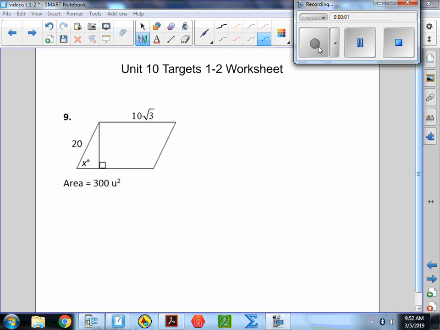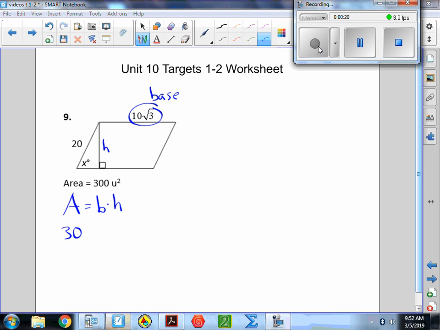Okay, number 9, we're given the area and we're trying to find x. So let's just start with the area formula. Area is equal to base times height. I'm given the base as 10 root 3, and I don't have a height given in this problem. I'm going to call that height h. So I can use the area formula to find the height.